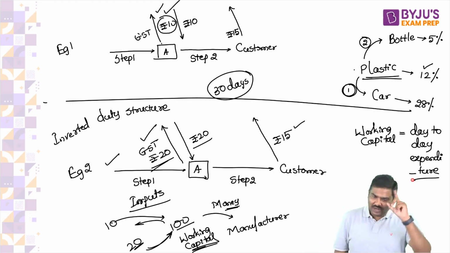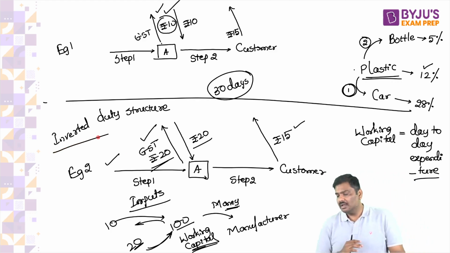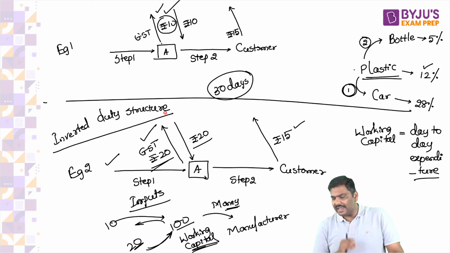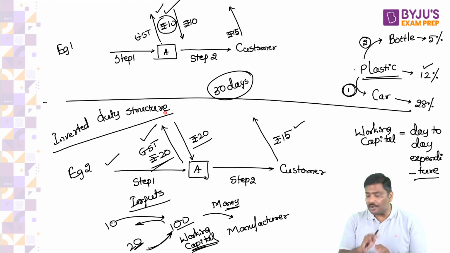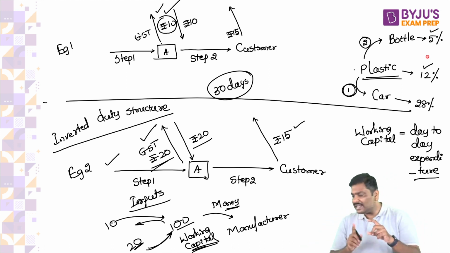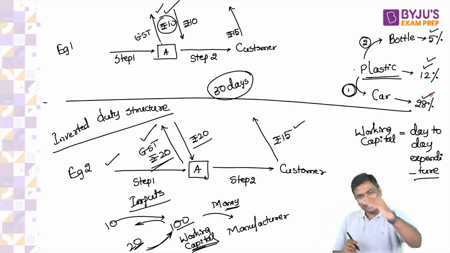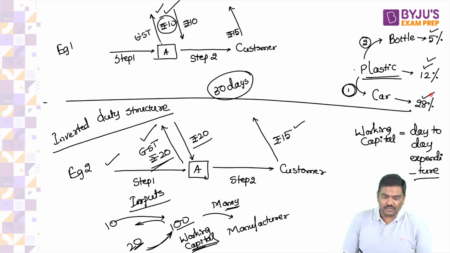That is the reason. Now, at least look at this and tell me, can I say inverted duty structure is a problem? And this will happen because there are multiple rates of GST. What if there is only one rate of GST? 18%, 18%, 18%. That will not lead to an inverted duty structure. So this is one of the problems in the case of India regarding GST. Please remember this.